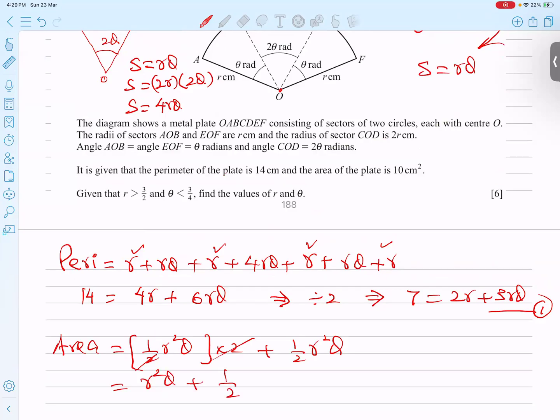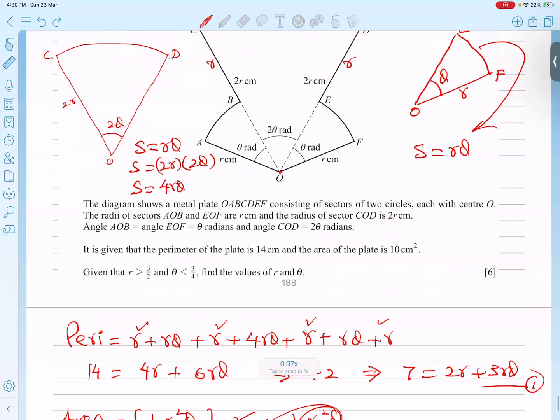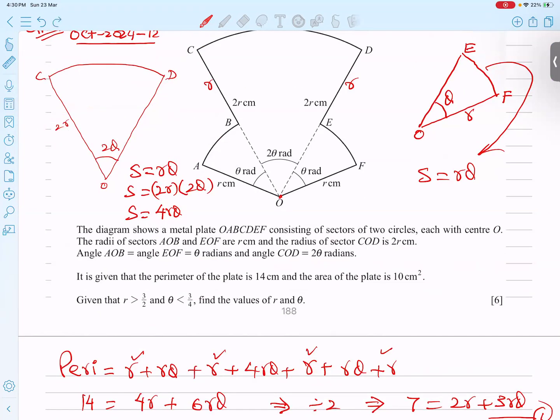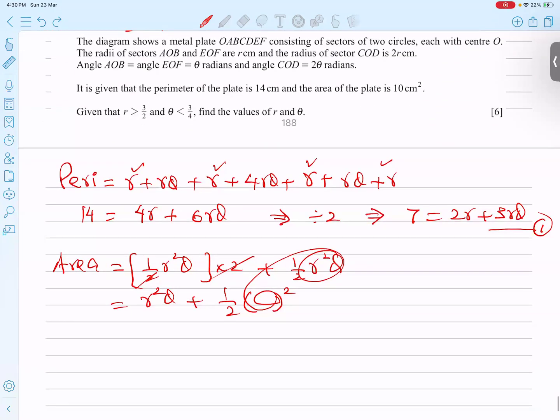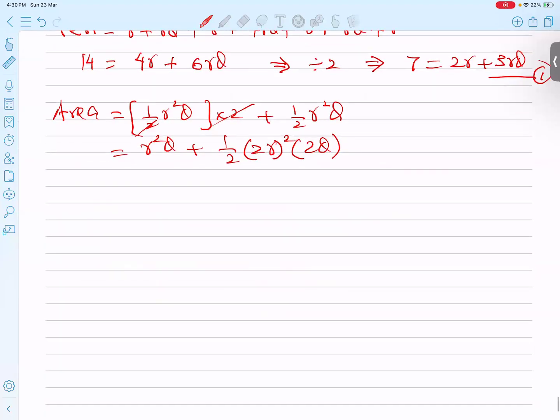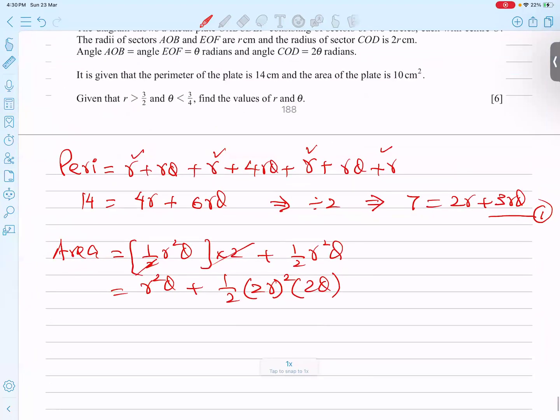But the bigger one is different. The radius is not R, it's 2R. You can see on top, even I replace here with 2R. In the diagram, we have this 2R. So I believe the point is very clear. So I'm writing here 2R, and theta is 2 theta. So how much is the area given? 10. 10 is the area.